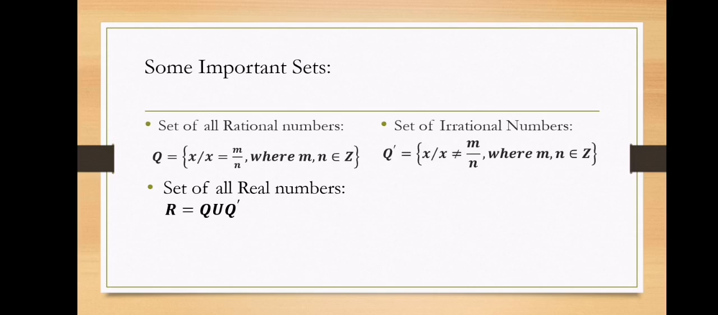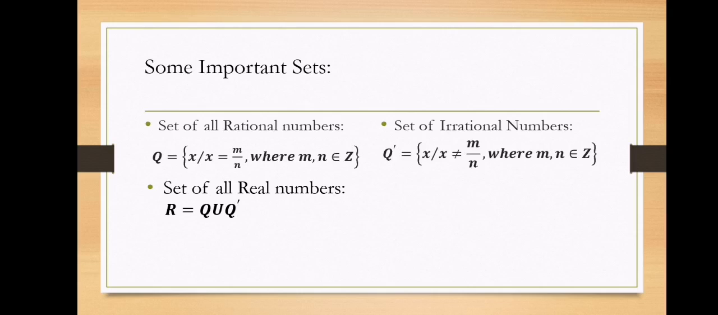Firstly, we discussed the set of natural numbers, that is the set which includes 1, 2, 3, 4 and so on. Then we discussed the set of whole numbers, that is, if we include 0 in the set of natural numbers, it becomes the set of whole numbers. Now if we include negative integers or negative numbers in the set of whole numbers, it becomes the set of all integers. Then we discussed the set of rational numbers, that is, if we include the fractions in the set of integers, it is considered as the set of rational numbers.